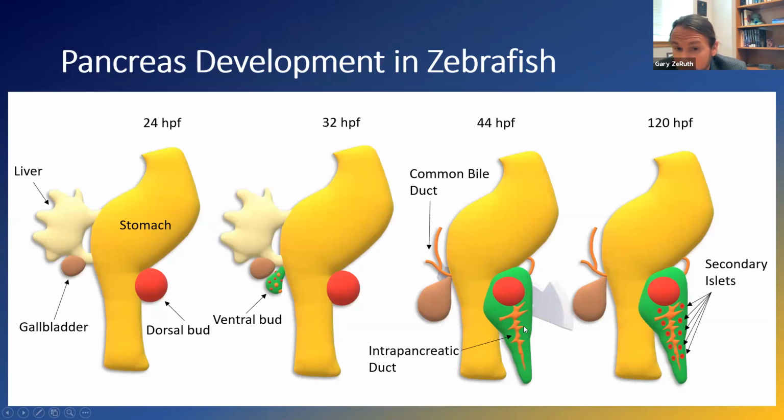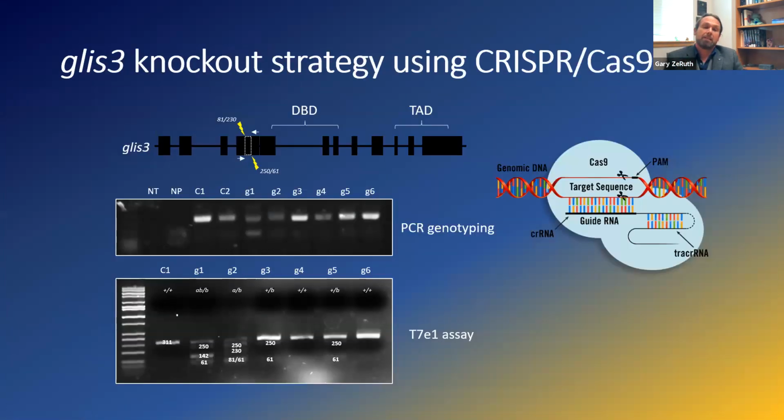But since morpholinos typically are only effective for the first 3 to 5 days after injection, those later time points in development become difficult to study with Glis-3 knockdown. So we use CRISPR-Cas9 technology to try and make a knockout line where the fish permanently do not express Glis-3.